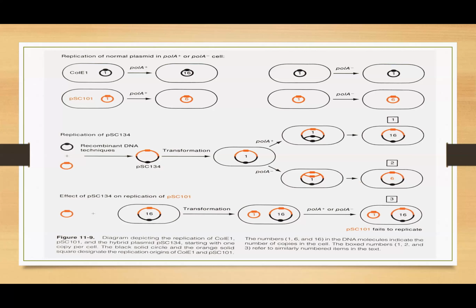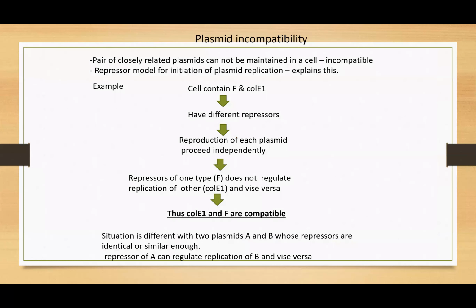Now let us come to the second part, or second question, of today, that is plasmid incompatibility. What is seen is that there are some plasmid types which can coexist in a cell. We call them compatible plasmids. But there are other plasmids which cannot coexist in a cell, or cannot be maintained in a cell, if you want to say it that way. So we call these plasmids incompatible.